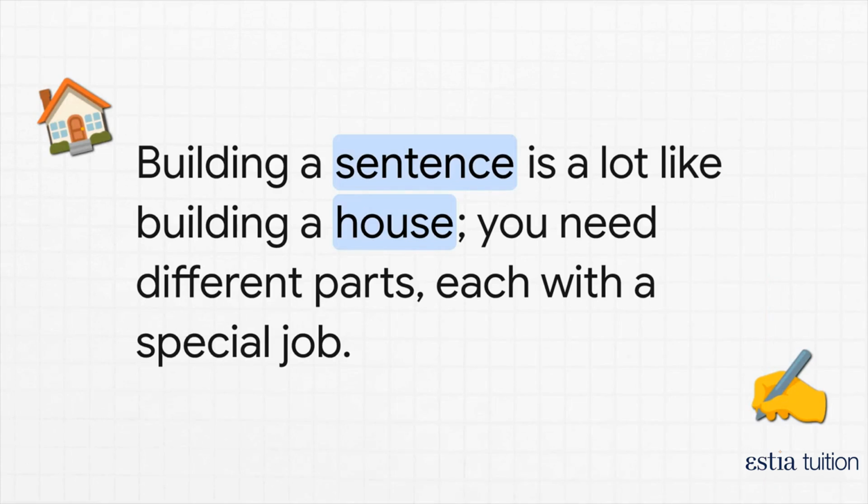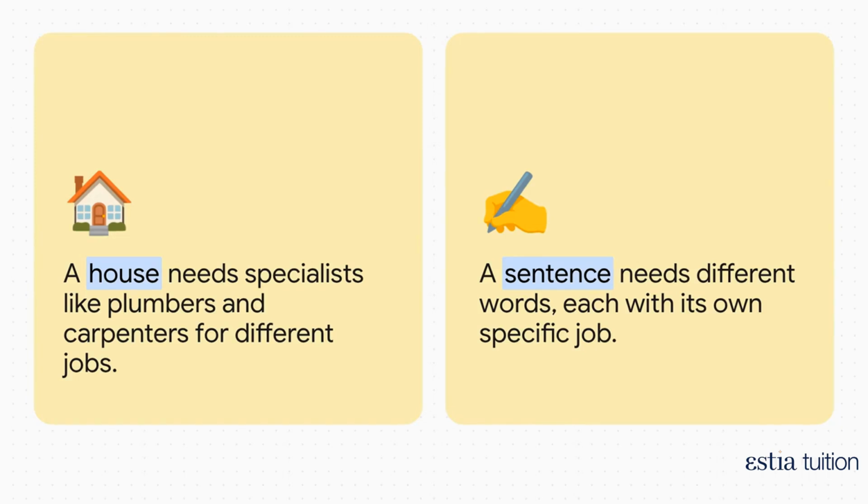So here's a great way to think about it. Building a sentence can feel a little intimidating, but honestly, it's a lot like building a house. You just need the right parts, and each of those parts has a very specific job to do. You know, when you're building a house, you need specialists, right? A plumber for the pipes, a carpenter for the frame, an electrician for the wiring. Well, a sentence is exactly the same. It needs different kinds of words, each with its own job. And we call these the parts of speech.